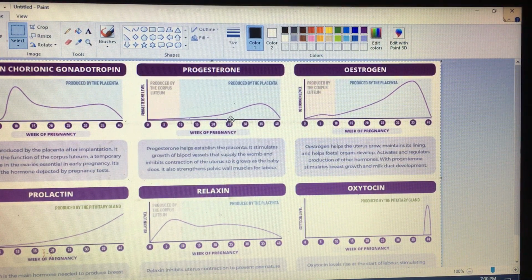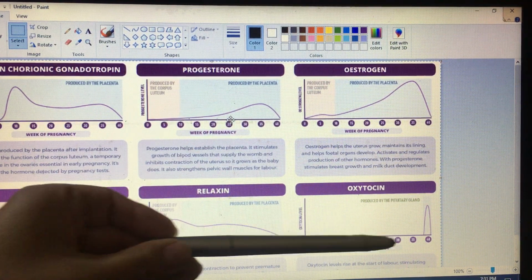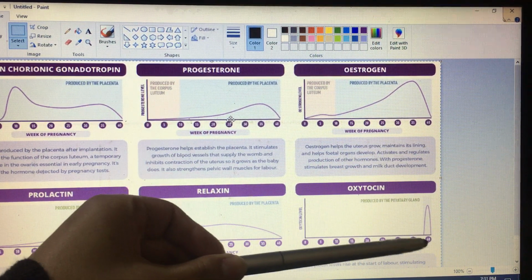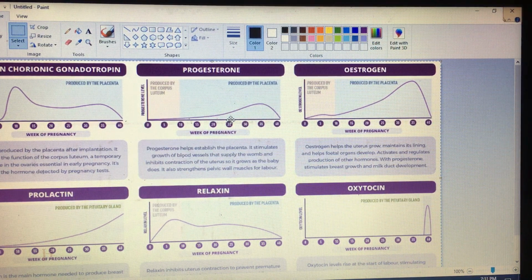The second hormone is oxytocin. This hormone stimulates the contractions, and the source of this hormone is the pituitary gland of the mother. So as birth approaches, the pituitary gland releases oxytocin to stimulate the contractions of the uterus. This is the oxytocin. As the birth approaches, the pituitary gland in the mother releases oxytocin to stimulate the contractions of the uterus muscle.